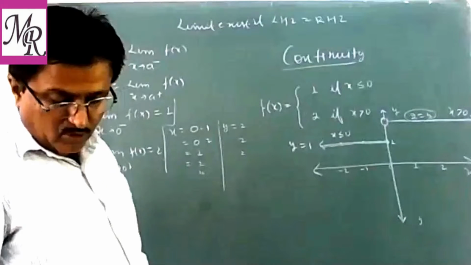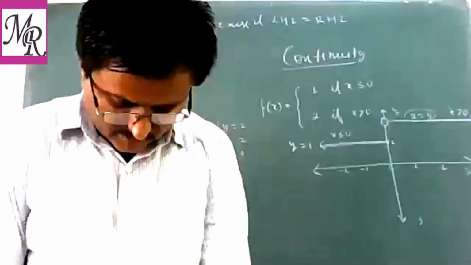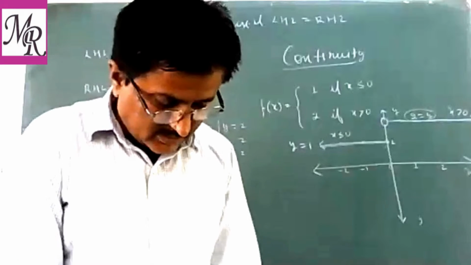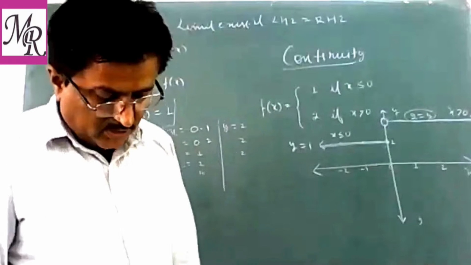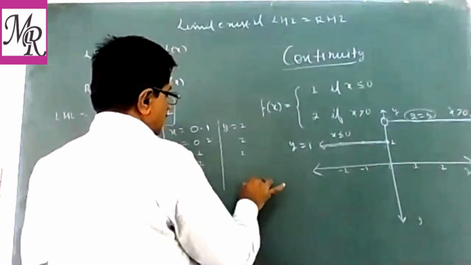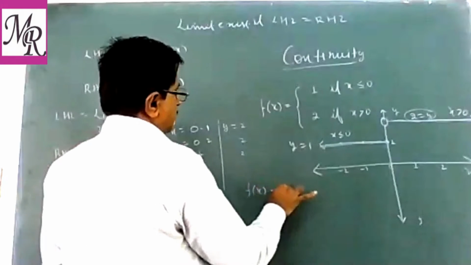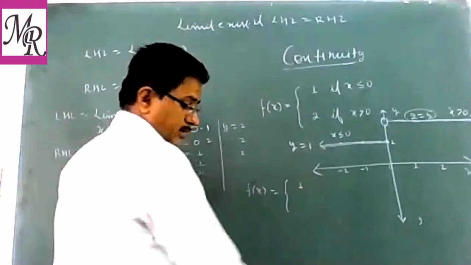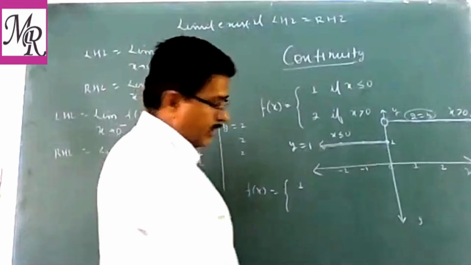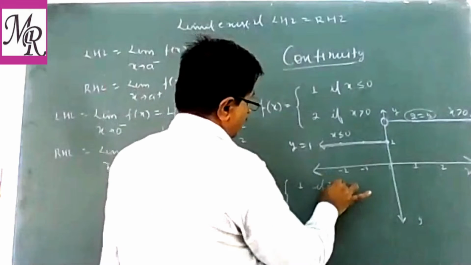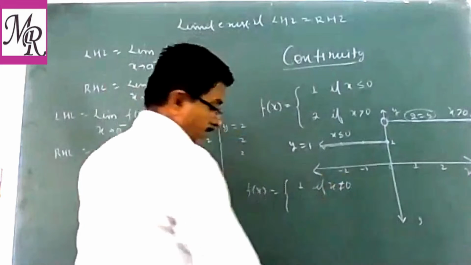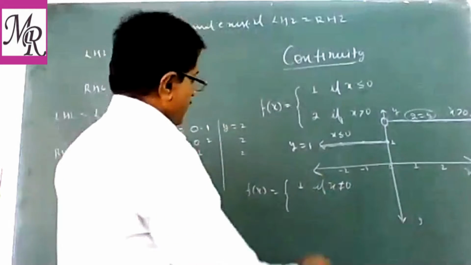Now we take one more example, like this. f(x) equal to, if you are taking a supplementary example for this, 1 if x not equal to 0 and 2 if x equal to 0.